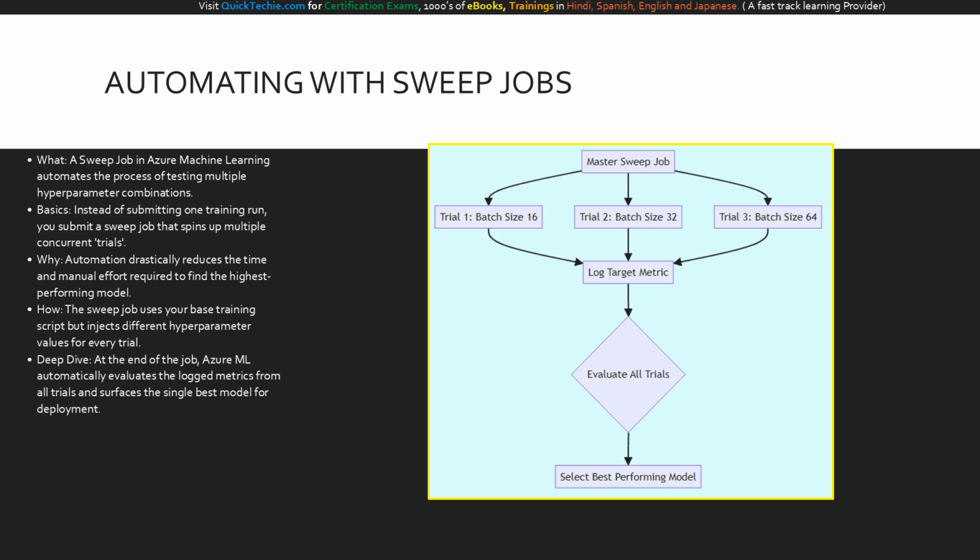This diagram beautifully illustrates the power of a sweep job. At the top, you submit the master sweep job to the Azure ML Compute cluster. The orchestrator takes over and fans out the workload into parallel runs, represented by Trial 1, Trial 2, and Trial 3. Notice how each trial is testing a distinct hyperparameter, in this case, different batch sizes. As these models train, they all push their results down into the log target metric node. Finally, the orchestrator evaluates all these disparate trials simultaneously and outputs the single best performing model. You are letting the cloud do the heavy lifting of experimentation.